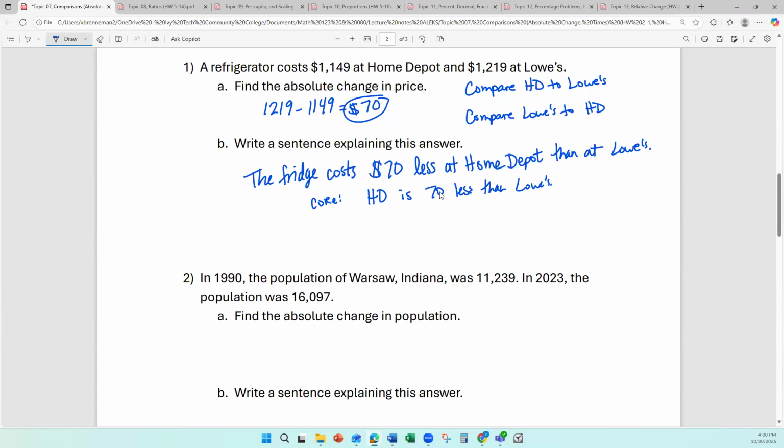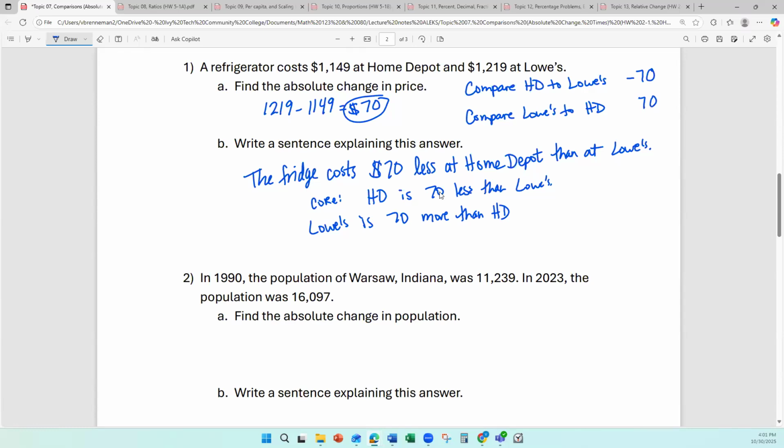Home Depot is, and so then you just look at the two numbers. Home Depot is less than Lowe's. Then for that, you would give the answer of what's the absolute change as negative 70. Versus, we could say Lowe's is $70 more than Home Depot. Then if we're doing Lowe's to Home Depot, it would just be the positive 70.